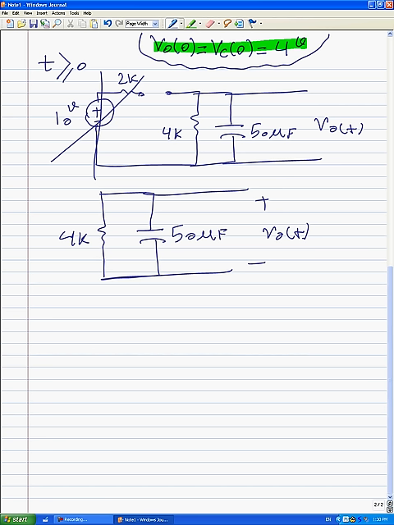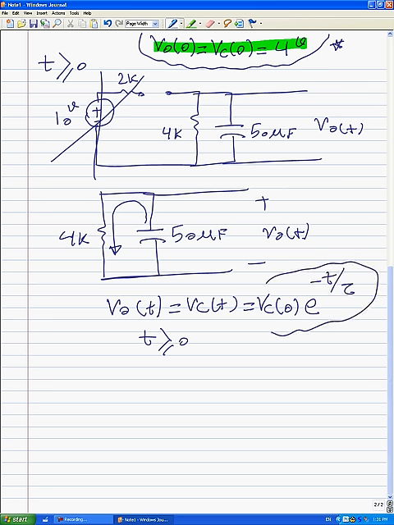Okay, this circuit is a source-free circuit, and it's easy to explain. Here we have a capacitor whose initial voltage is 4 volts, and we don't have any source. That's why this capacitor should be discharged through this resistor. And the voltage of the capacitor or output voltage for t greater than zero is equal to the output voltage at zero times this exponential equation. Again, this capacitor is discharging through 4K for t greater than zero.